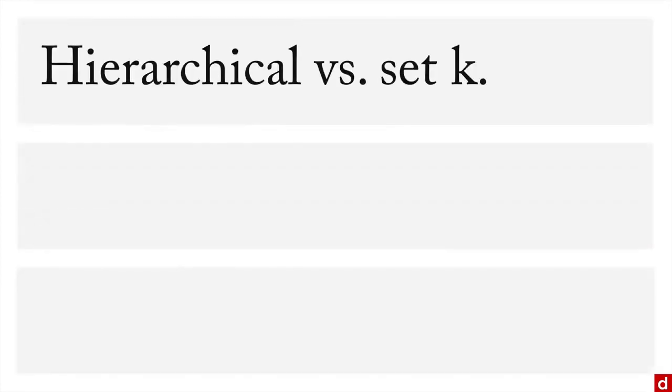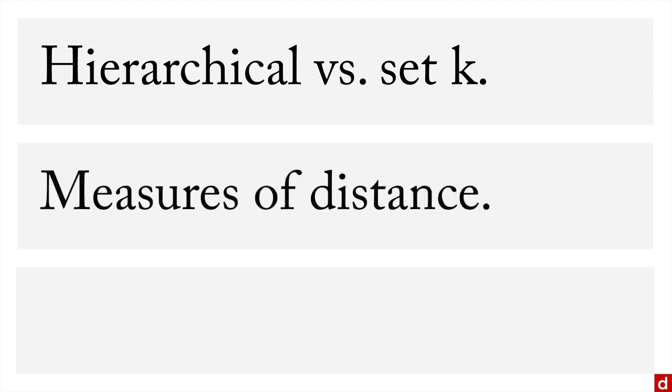So for instance, you have to decide whether you're going to do a hierarchical cluster analysis, which goes from one group to as many groups as you have cases, or whether you're going to use a set K or set number of clusters. You also have to decide on the measures of distance that you're going to use. Euclidean distance, which is sort of like measuring the as-the-crow-flies distance between cases, is very common, as is squared Euclidean distance, which is what SPSS uses.